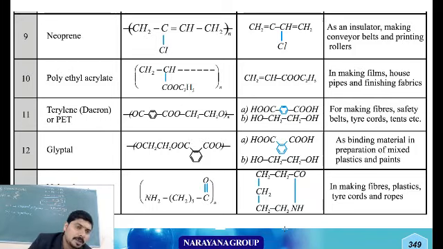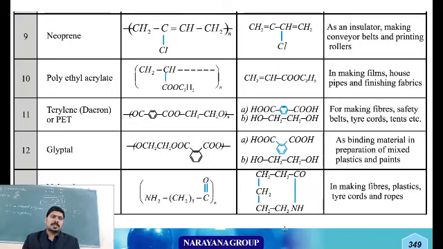Next one, polyethyl acrylate. Earlier we have seen polymethyl methacrylate. Now it is going to be ethyl acrylate. It is also an addition polymer. It is useful for films, hose pipes and finishing fabrics. And till now whatever we discussed, they all come under addition polymers. Addition polymers are the polymers which are not going to lose anything. They are directly added up and they form a polymer that is called an addition polymer.